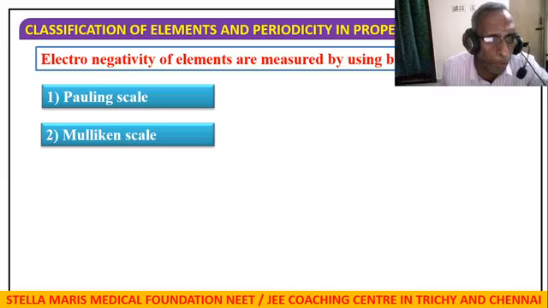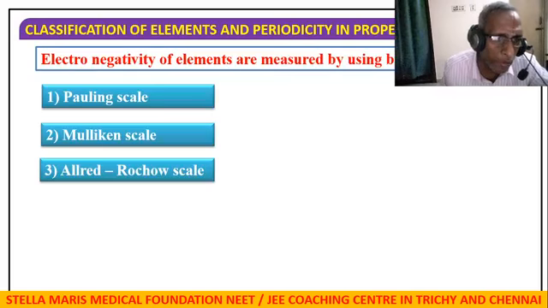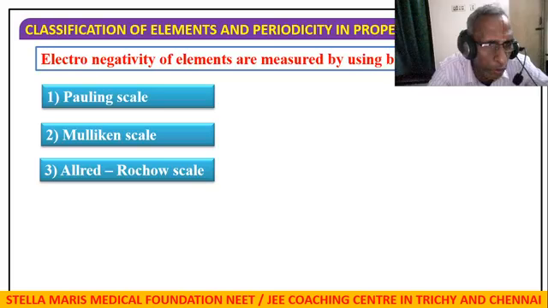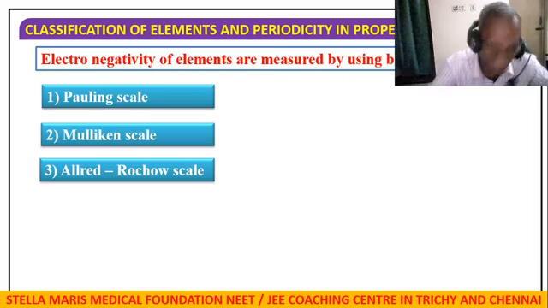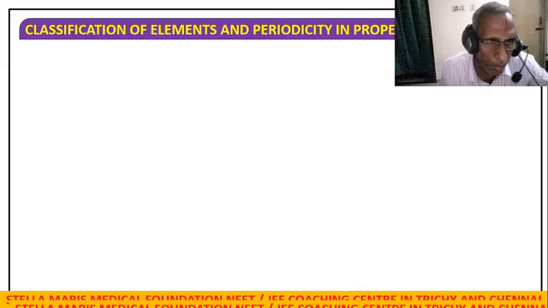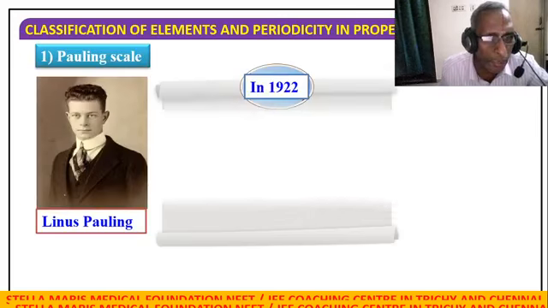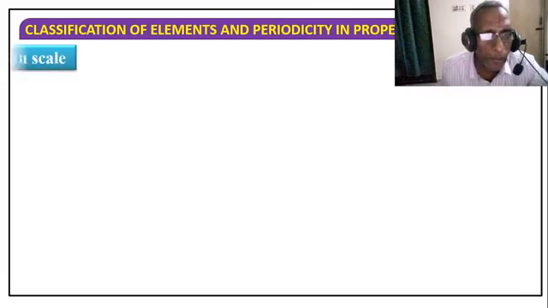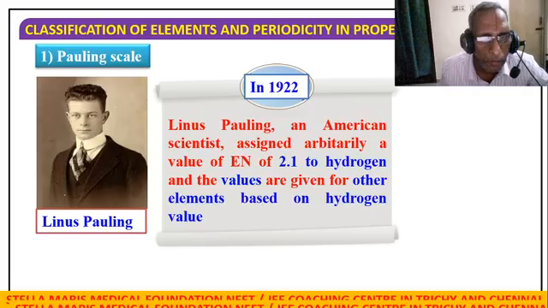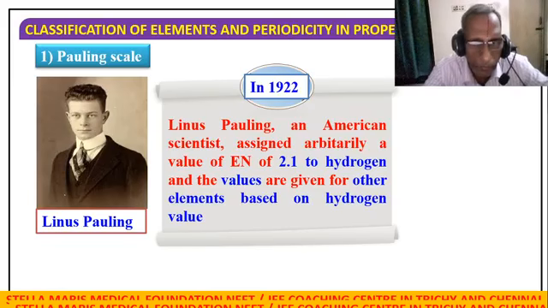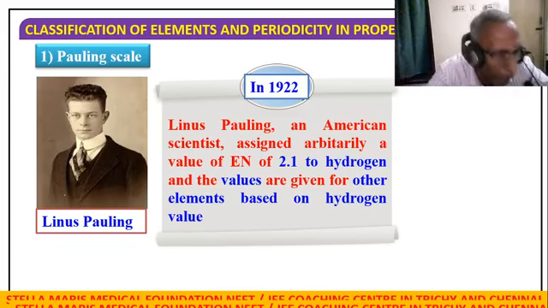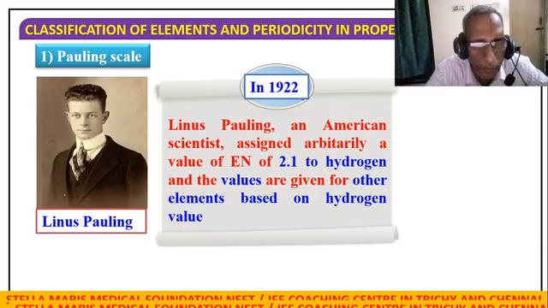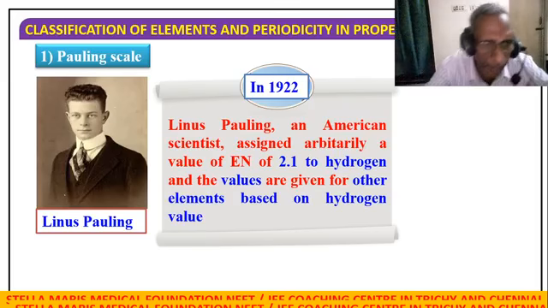There are different scales of electronegativity. One is called Pauling scale. Another one is called Mulliken scale. Third one is called Aldred-Rochow scale. Just note down the names. Now, what is Pauling scale? He described electronegativity of a number 2.1 for hydrogen, and he has given other values.